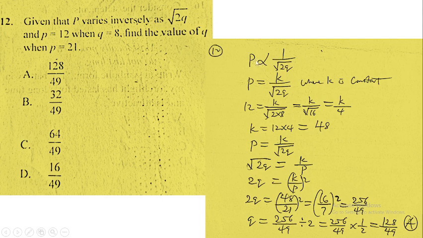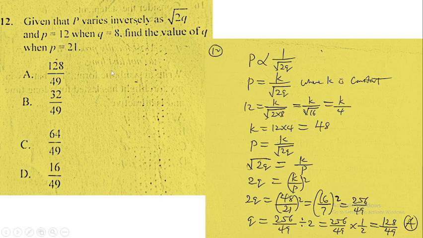But we need to eliminate this variation sign and make this expression an equation. And how do we do that? By introducing a constant. So we introduce a constant k here. So k will multiply 1 here. So you have k over root 2q. And you can see that the variation is gone, and you have an equation now.